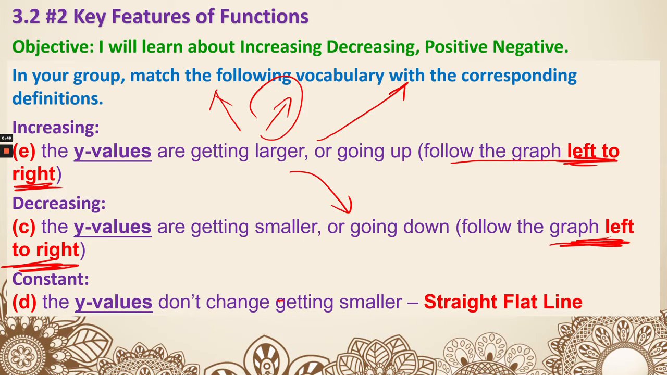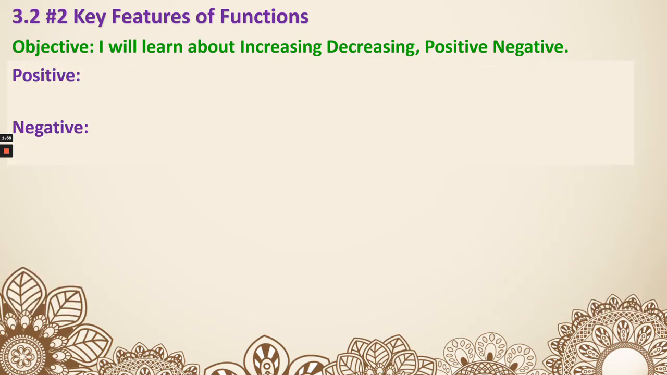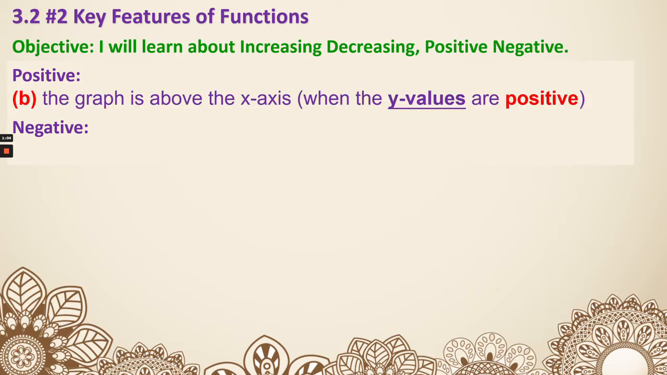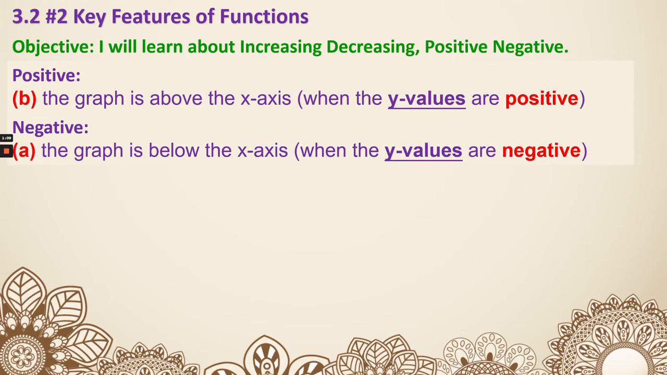Constant, the y values don't change. Because it's not going up or down, it's just going to be a straight flat line if it's constant. Next, positive or negative. Positive is when the graph is above the x-axis, so when the y values are positive. Negative is when the graph is below the x-axis, or in other words, when the y values are negative.